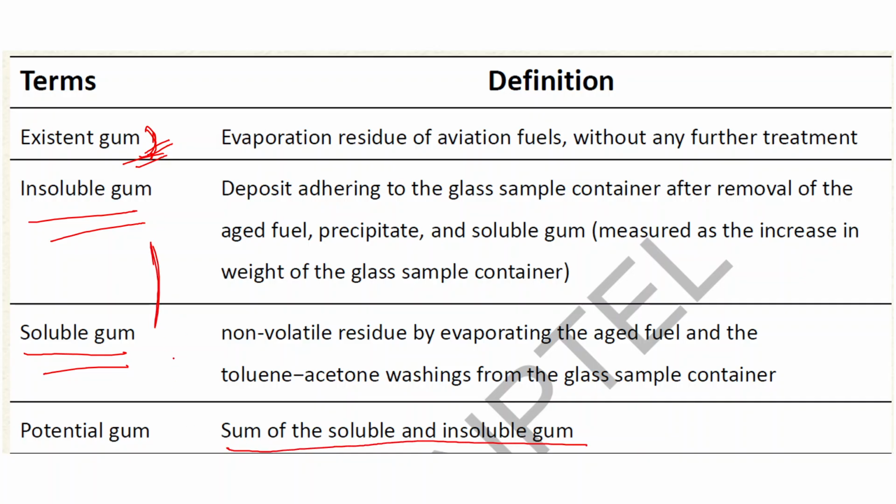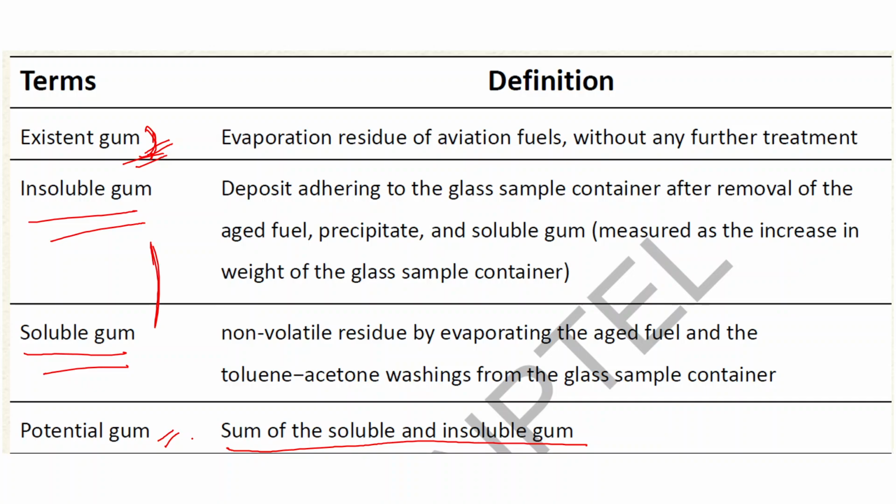Okay, the sum of both these gums is the potential gum. It is basically the potential of a gasoline cut to produce gum, meaning the maximum amount of gum which can be produced out of a gasoline cut.